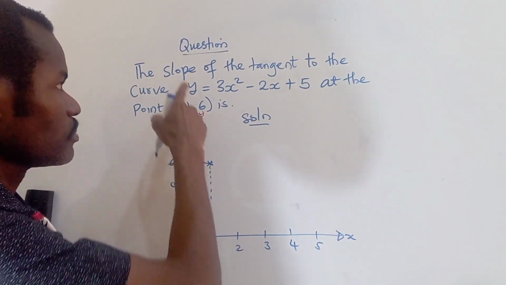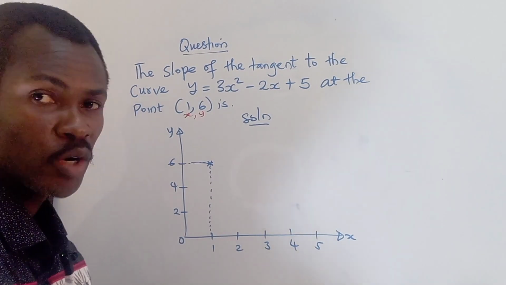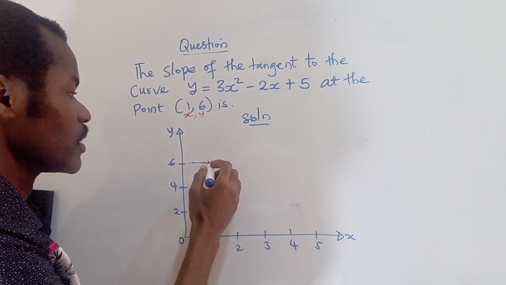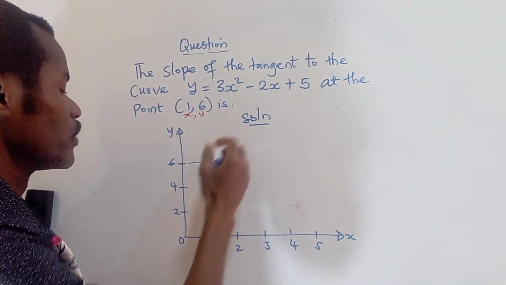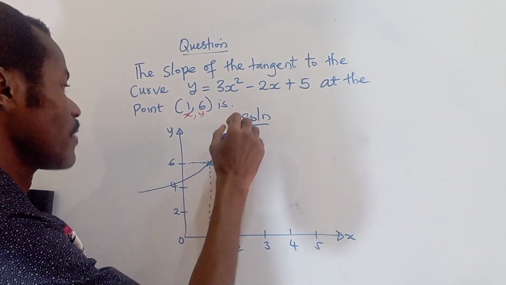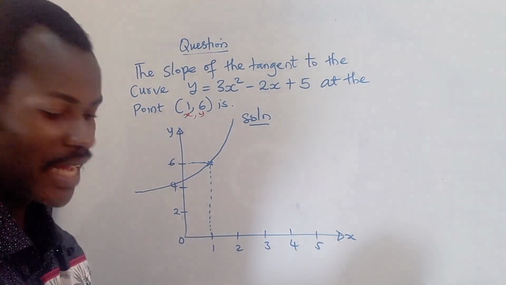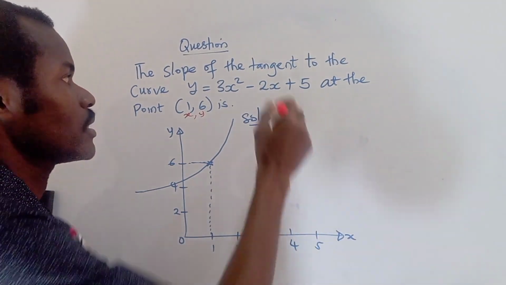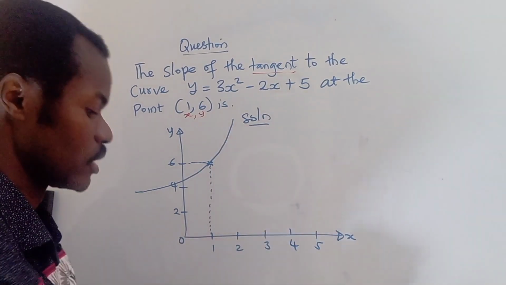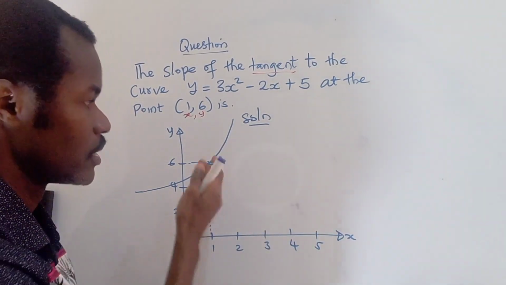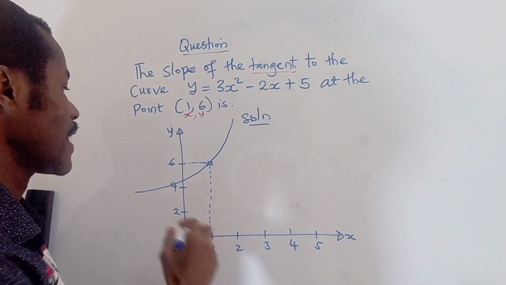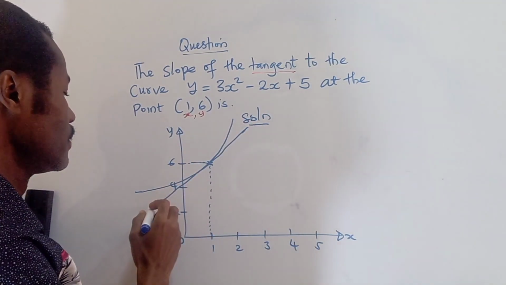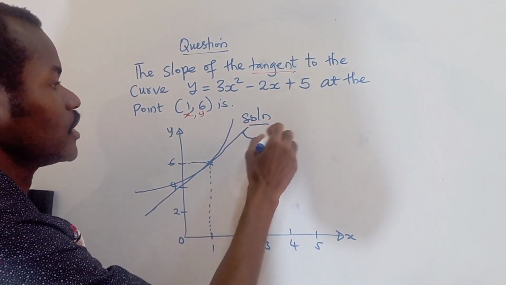find the slope of the tangent. But what do we mean by the slope of the tangent to the curve? It means there is a curve. Let me represent the curve like this. Now that I've shown the curve, tangent simply means a line that touches the curve but does not go above the curve. So our tangent goes somewhere like this.